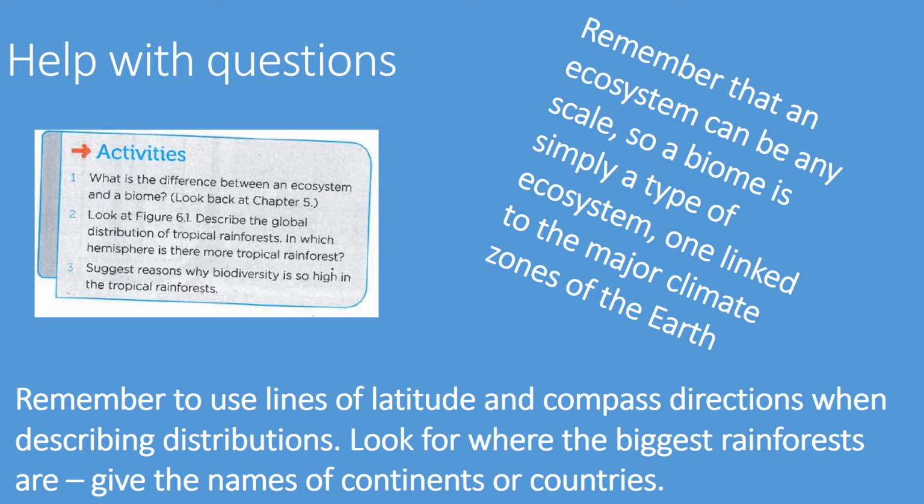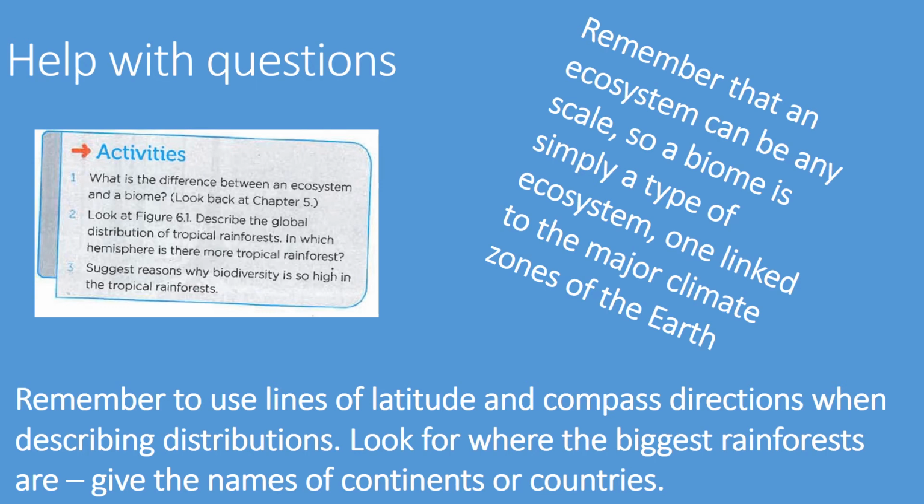Now the other three questions. The first one, bit of a funny question, this one. It says, what is the difference between an ecosystem and a biome? Well, there isn't one in one sense, because a biome is an ecosystem. Okay, so you just need to describe what makes a biome a special ecosystem. Okay, and I'll give you some clues there.